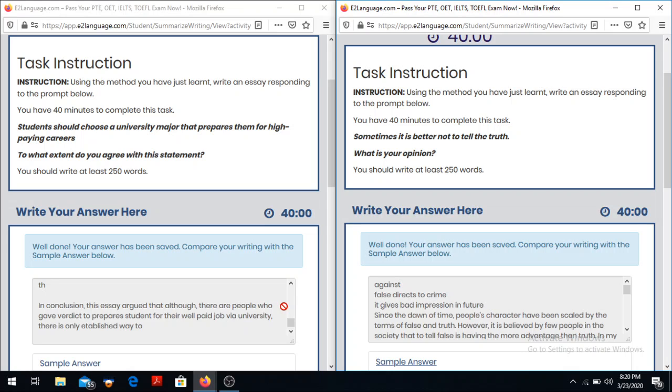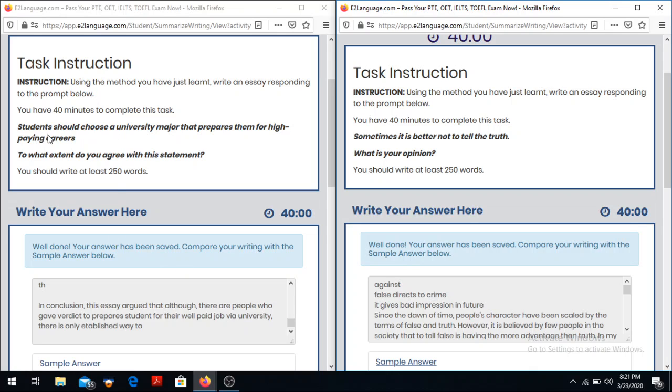So in the left side question, what happens? You write two points on the same side of the question. If you agree with this statement, then you write two points in favor of the statement. And if you disagree with the statement, then you write two points against the statement. So this is the basic idea. Let's begin this task.